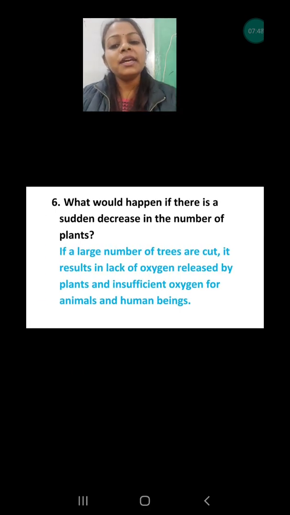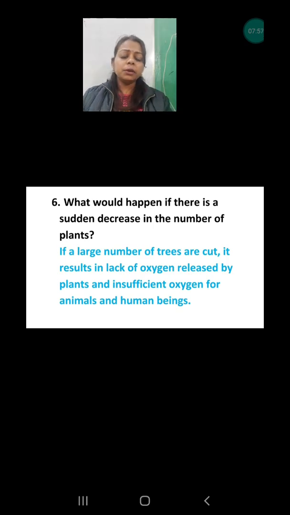Now the last question is asking what would happen if there is a sudden decrease in the number of plants. I have already explained, if the number of plants is very small and the number of animals is very large, then what will happen? It will reduce the level of a gas. Which gas? If the plants are fewer, then less oxygen will be released in the air, and that oxygen will not be sufficient for the animals, because suppose 2 plants are releasing oxygen, that will be sufficient only for 2 animals. Then what will happen to the rest of the animals?